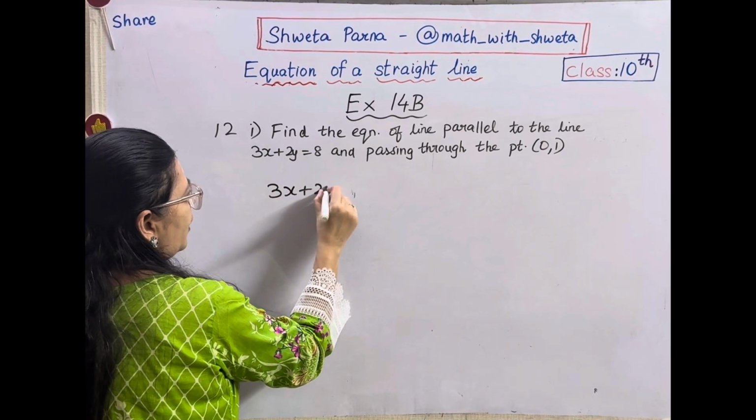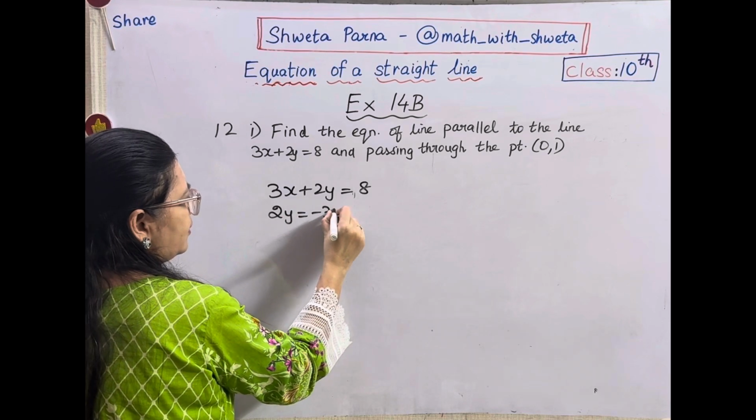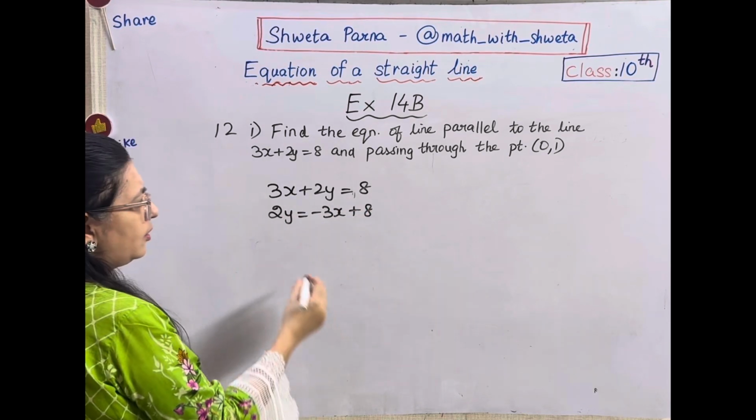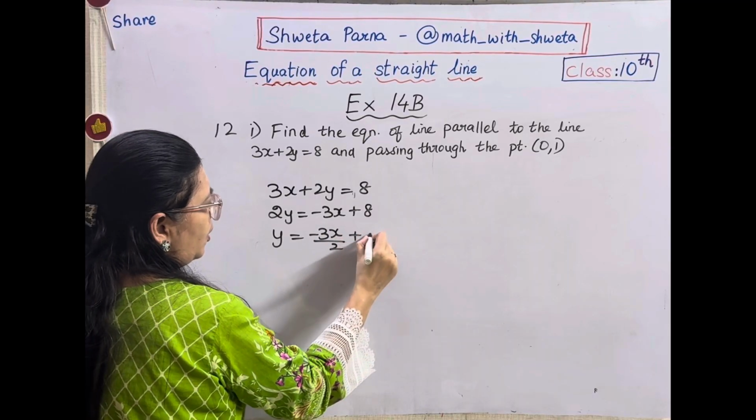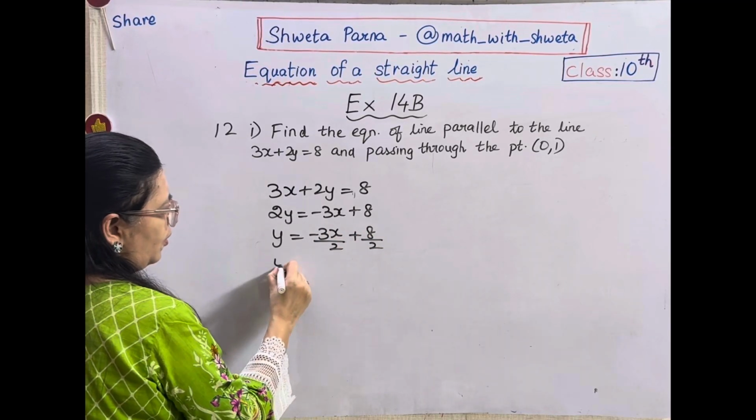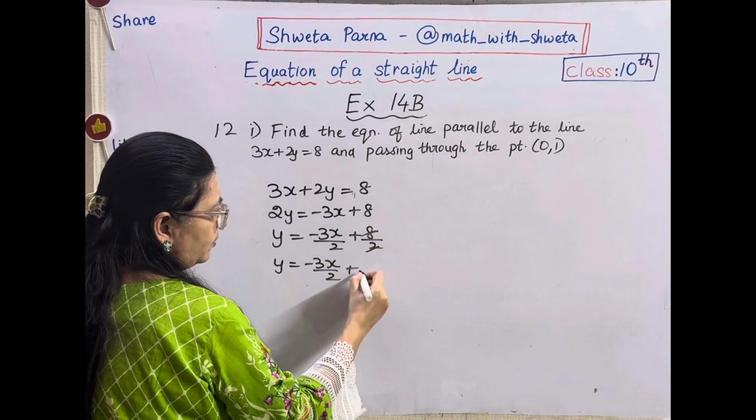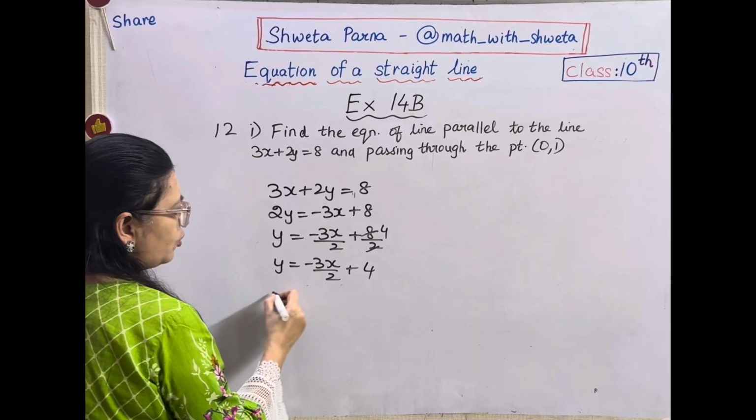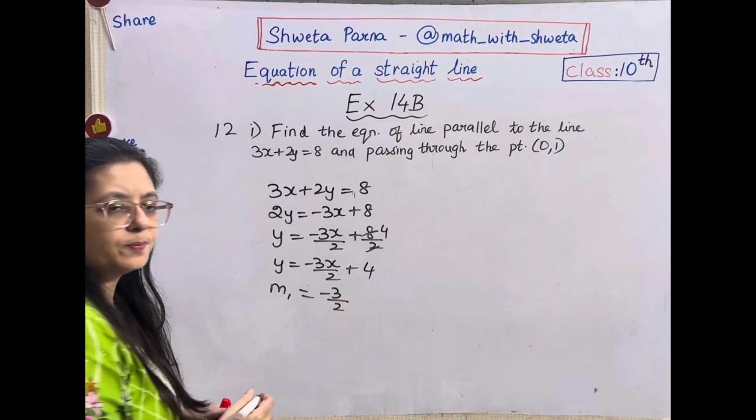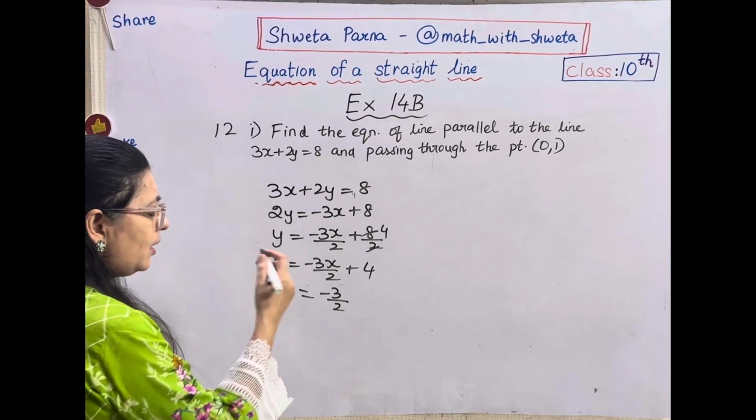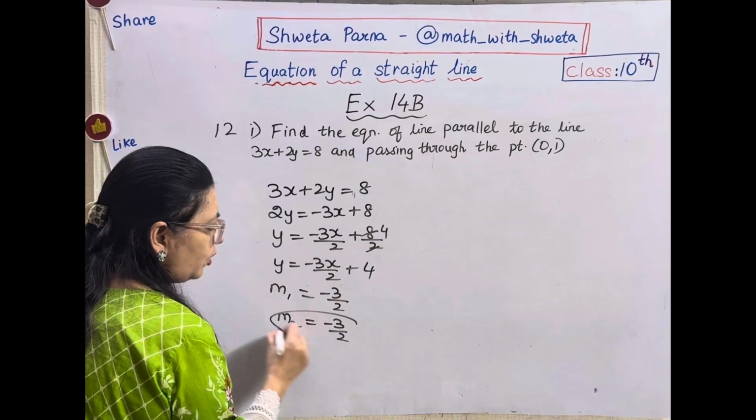3x plus 2y is equal to 8. So 2y is equal to minus 3x plus 8. Y is equal to minus 3x upon 2 plus 8 upon 2, which is 4. So what is M1? M1 is minus 3 upon 2. Now since the line is parallel, that means M2 should also be minus 3 upon 2.